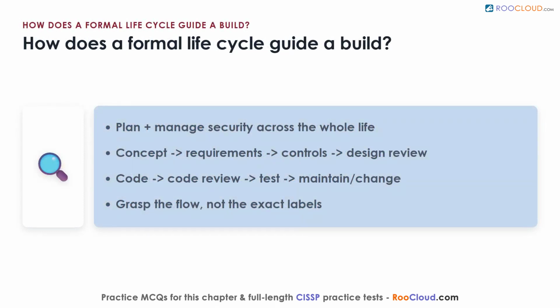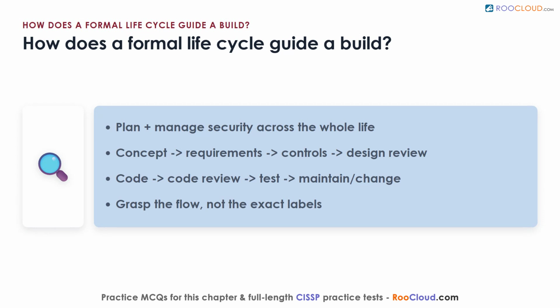Security works best when it is planned and managed across the system's entire life, and project management keeps that effort on track. Formal lifecycle models embed good practice and security into every stage, instead of leaving it to chance. Whatever the model, the same core activities recur. You define the concept, determine functional requirements, develop control specifications, review the design, write the code, walk through code reviews, run system testing, and then maintain and manage change.